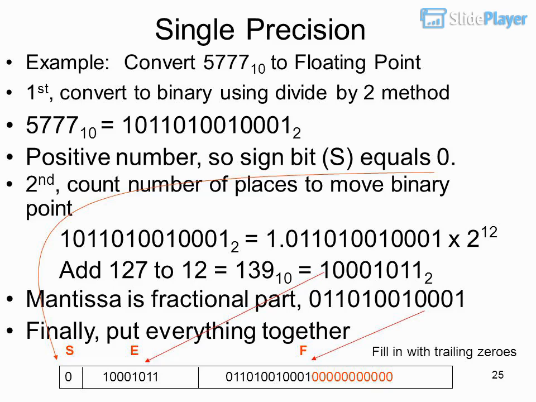Single precision example: convert 577,710 to floating point. First, convert to binary using the divide-by-2 method. 577,710 equals 10110100100100101110 in binary. It is a positive number, so the sign bit S equals 0. Second, count the number of places to move the binary point.